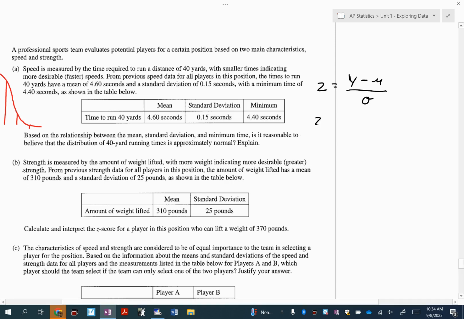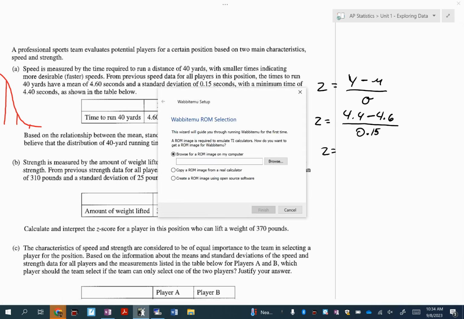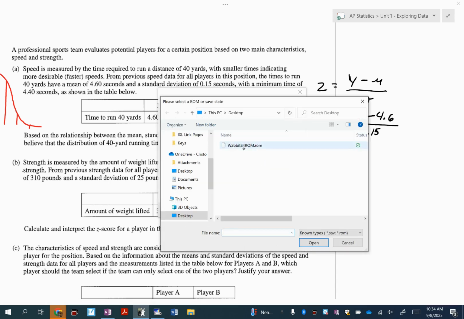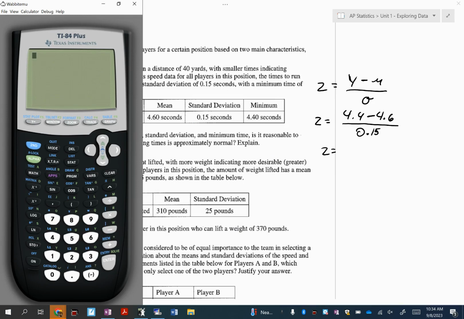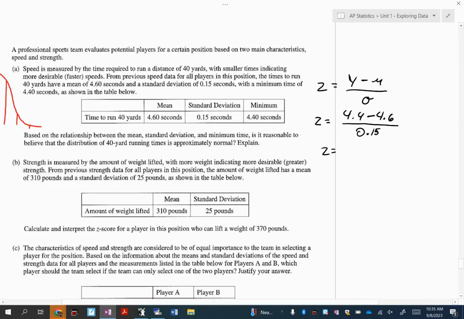All right, so let's plug it in. We have 4.4 as the minimum, minus 4.6 as the mean, over 0.15. Use your calculator. So we have 4.4 minus 4.6 divided by 0.15. Our z-score for this minimum 40-yard dash time is negative 1.3 repeating.